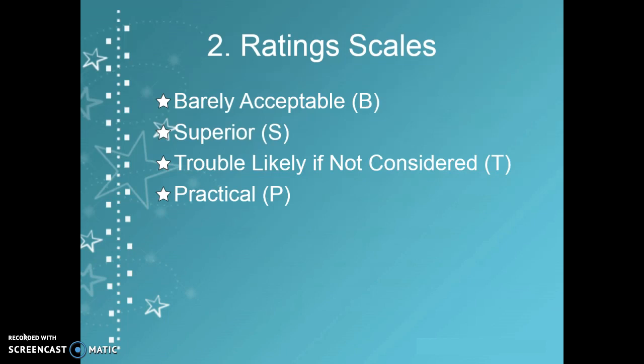For the trouble likely if not considered scale, it's 0 if trouble is not likely on an element for new hires. It's a check mark if there is some trouble if the element is not considered on a screen for new hires, and a plus if the element must be tested for new hires. On the practical scale, it's a 0 if possession of the element will not fill any job openings, a check mark if it will fill some openings, and a plus if the element would fill all openings.